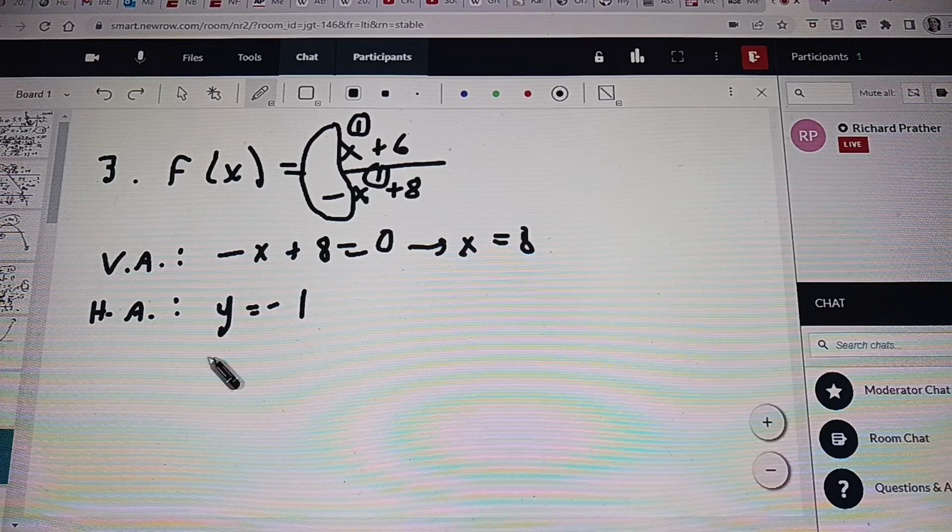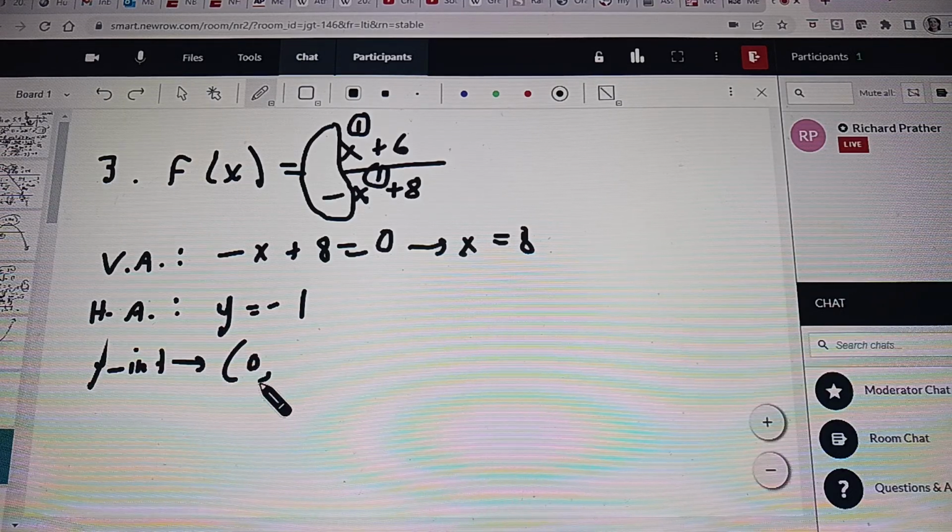If you plug 0 in for x, you can easily get y. And y-intercepts are always easy to find. It's the x-intercepts that sometimes take a long time. So I would just plug 0 in for x. There can only be one y-intercept anyway, at the most. But if you plug 0 in, you're literally going to get 6 over 8. So 0, 3/4 is a y-intercept.